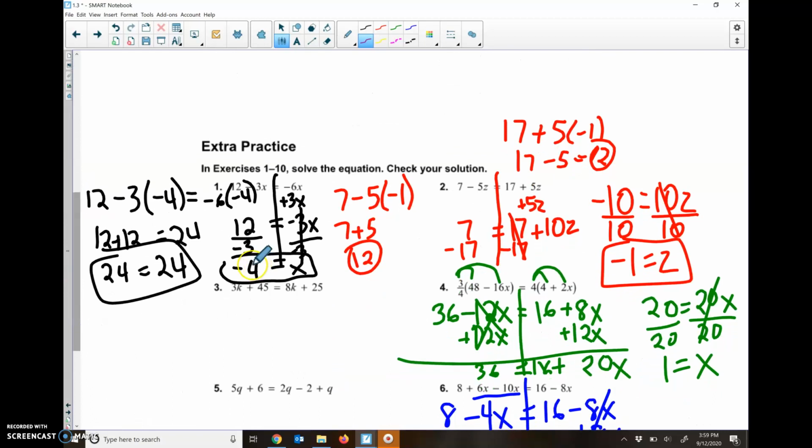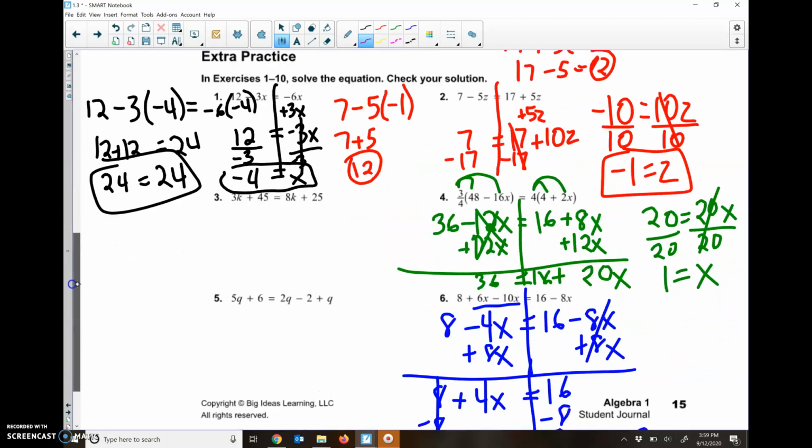The one solution on number 1 is negative 4. We proved it because that's the only time that 24 equals 24. Okay, the one solution on number 2 is negative 1. We proved that one as well. We double checked our work. That's negative 1 is the only number that would make both sides of the equation equal 12.